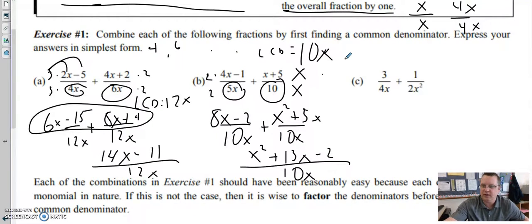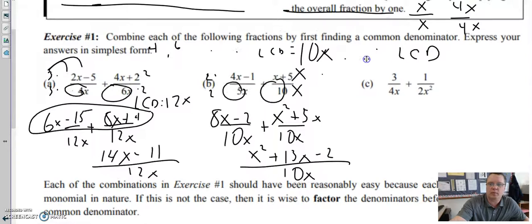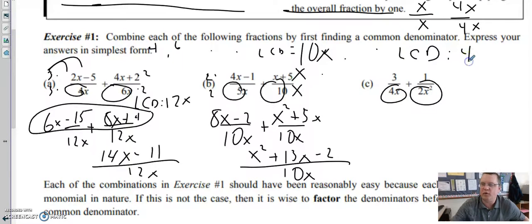This letter C, my LCD, is 4x, 2x squared. So I have to have 4, and then I have an x squared, because I have 1x here, I have 2 here. So I need them both over 4x squared. Okay, I'll just put it like this.